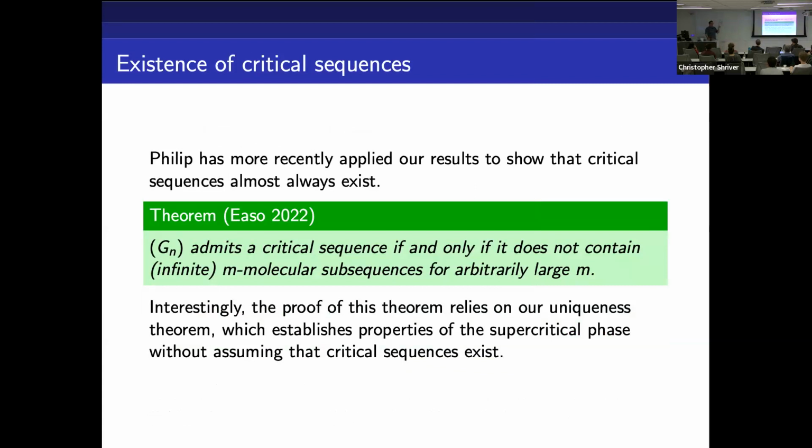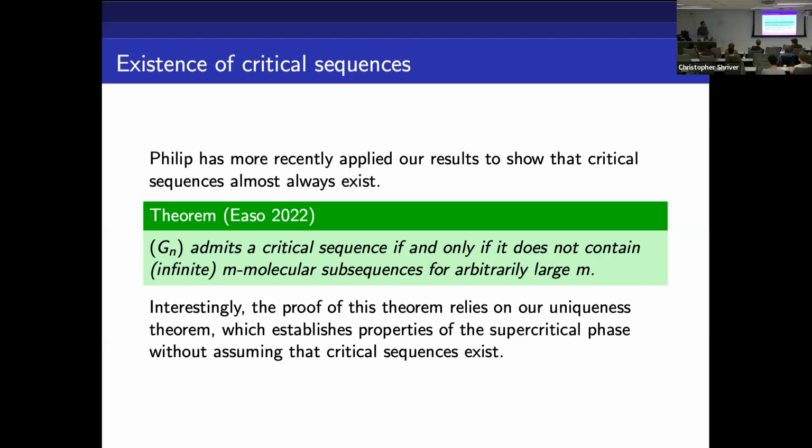to answer this problem of when you actually have a well-defined critical sequence. So it turns out that you almost always have a critical sequence, and in fact the obstructions to this are even harder to come by than the obstruction to uniqueness. So the only way to fail to have a well-defined critical sequence is not just to contain one of these infinite molecular subsequences, but actually to contain infinitely many infinite molecular subsequences for infinitely many different values of M. So, in particular, this is basically never going to happen in any reasonable example that you'll come up with.